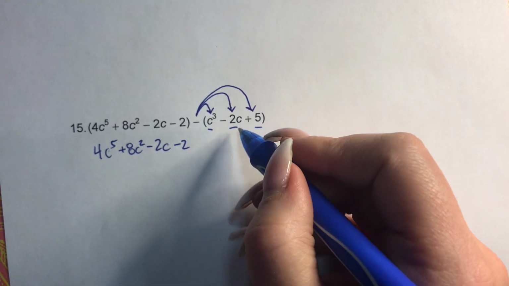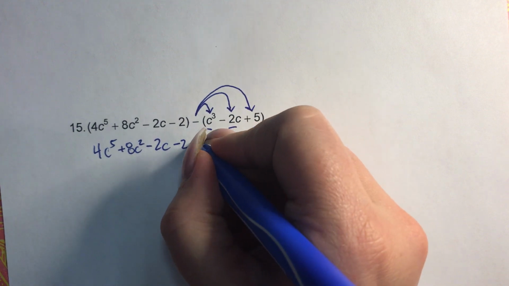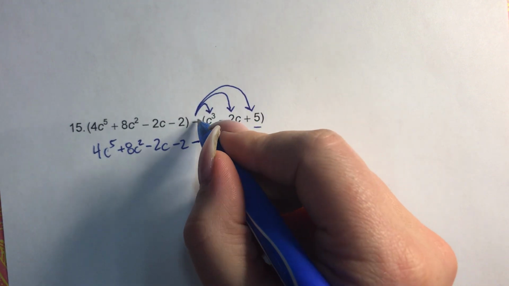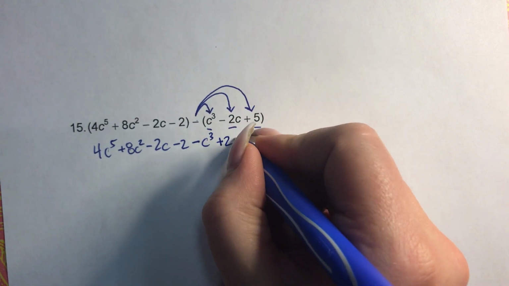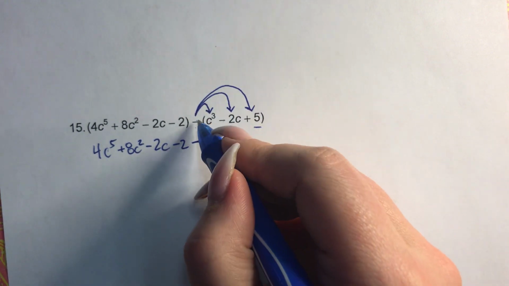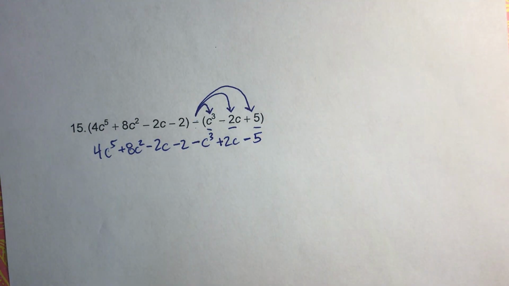So first, negative times c cubed. Did I say c squared? I'm sorry if I did. It's c cubed. So negative times c cubed would be negative c cubed, and negative times a negative 2c would be a positive 2c, and negative times a negative is a positive, and then a negative times a positive is a negative 5. All right, now it's time to combine like terms.